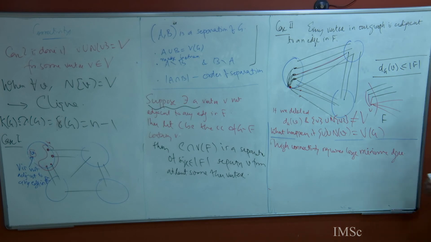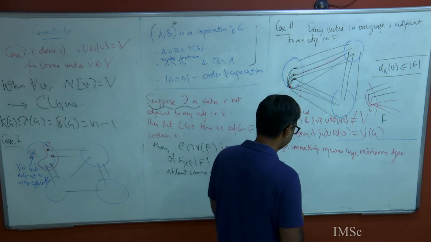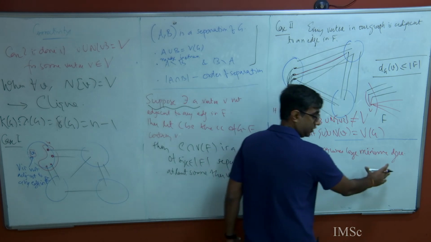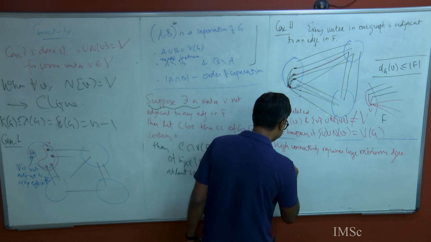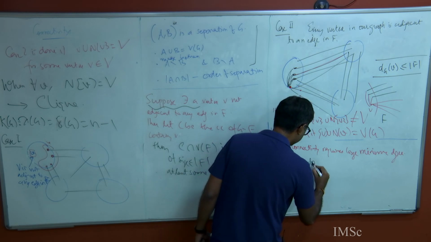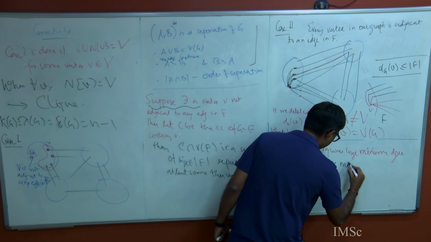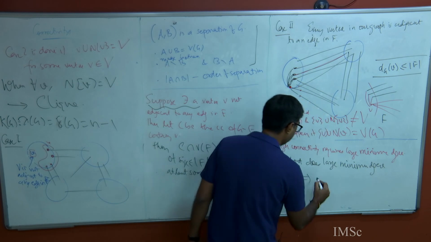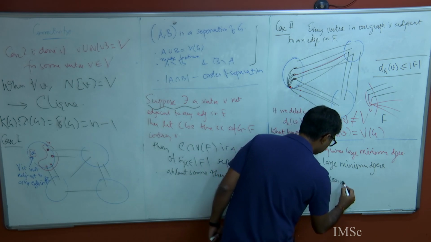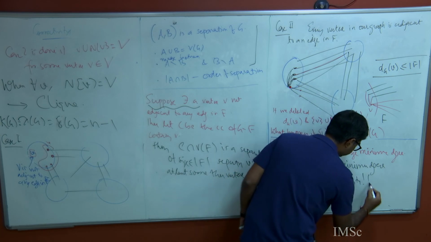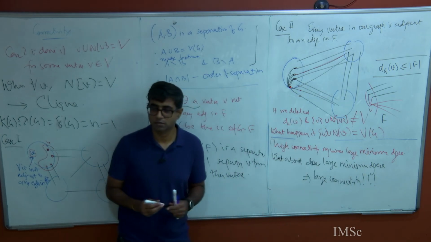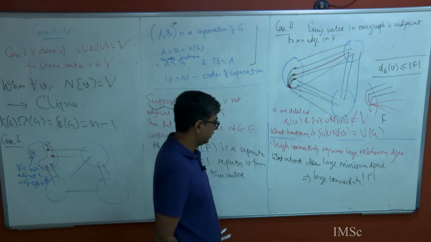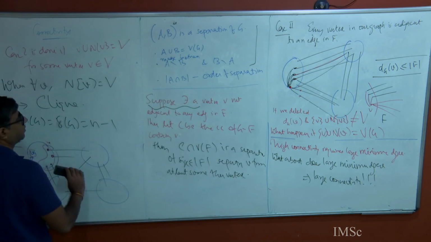But if I tell you the graph has large minimum degree, does it imply that it is highly connected? You get my point? So what about the converse of this? We want to prove a converse of this: high connectivity requires large minimum degree. What about the converse: does large minimum degree imply large connectivity? Anybody? This statement doesn't seem to be true, right? So what example could you come up with?